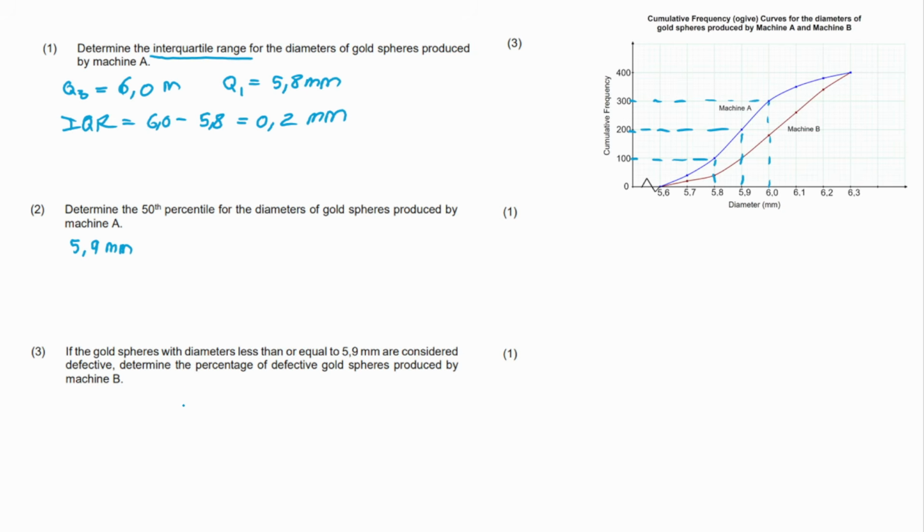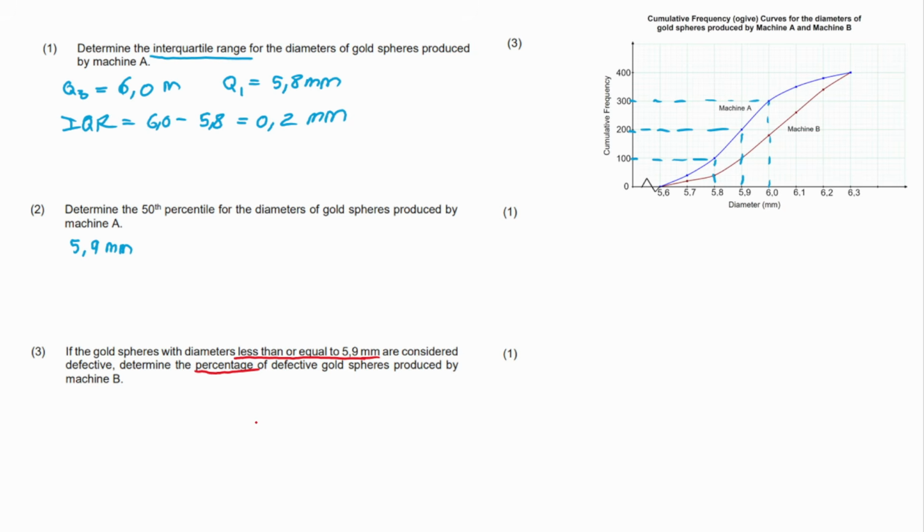Okay. It says now for question 3, if the gold spheres with diameters less than or equal to, and this is very important, less than or equal to 5,9 millimeters. So that equal to is very important. If these gold spheres with diameters less than or equal to 5,9 millimeters are considered defective, determine the percentage, which is important here, of defective gold spheres produced by machine B.